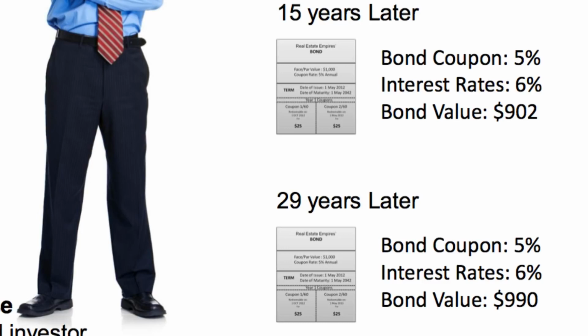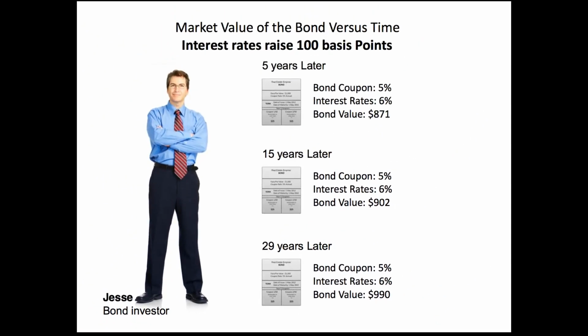So his coupon is never going to change. That's the 5%. And interest rates are at 6%. Okay, we're going to assume the interest rates didn't change. They're still at 6%. But look at his bond value. It's $990 now. So as we look at these three different scenarios, why is the value of his bond changing when the coupon didn't change and the interest didn't change and only the term changed, from 1 year being left on the bond to 15 years being left and 25 years being left?